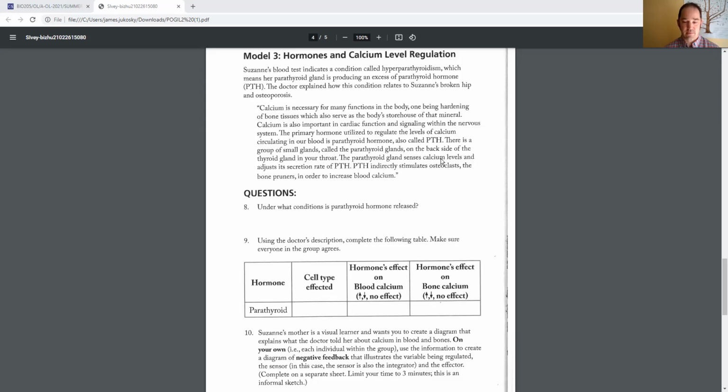So the parathyroid gland is the sensor and the integrator. And the parathyroid hormone stimulates your osteoclasts. Those are your effectors, so bone is the effector tissue. The osteoclasts are the cells that do things in response to the parathyroid hormone. And the response then is increasing blood calcium levels.